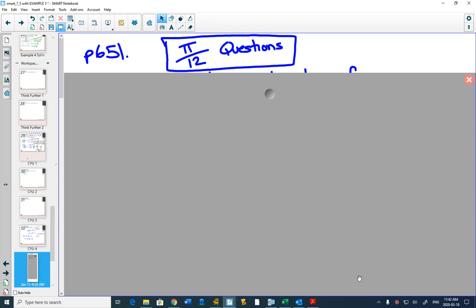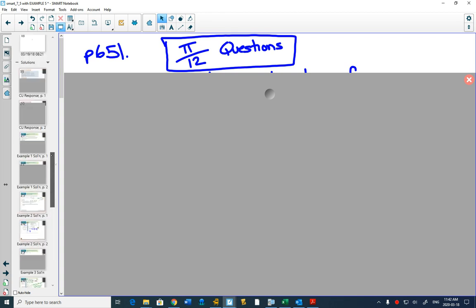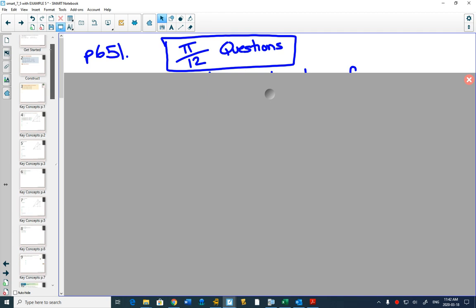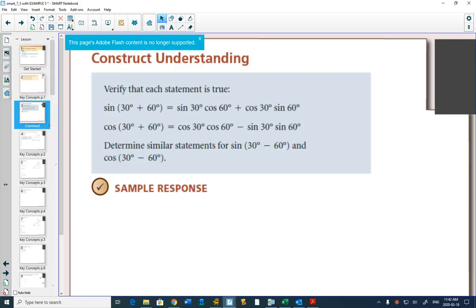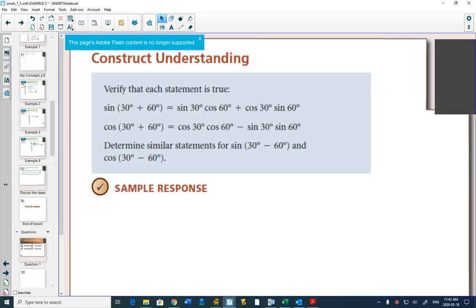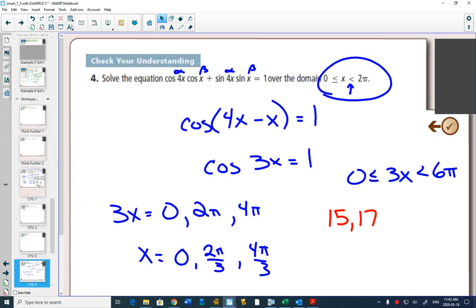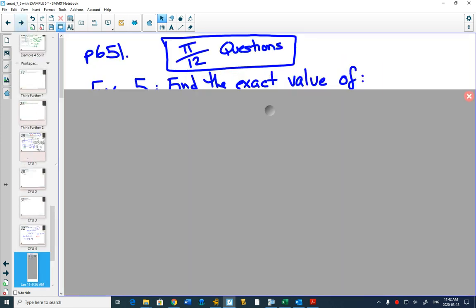So for example, let's talk about 75 degrees. Let's go back to our formulas here at the beginning. If I have 75 degrees in sine, can you see that 75 degrees is 30 plus 45? And then if you write it as the right-hand side, you just have things that are on your unit circle that you already know and could figure out. So that is what we are going to do for our pi over 12 questions.